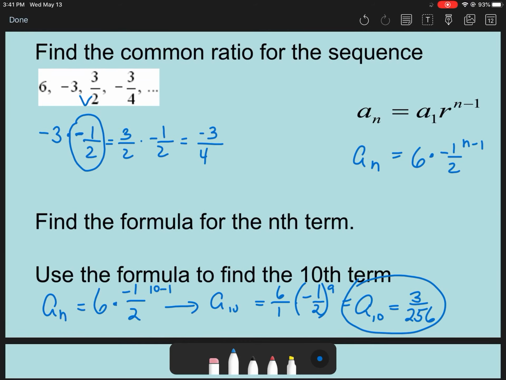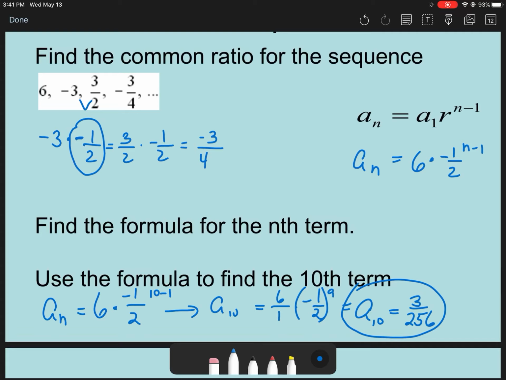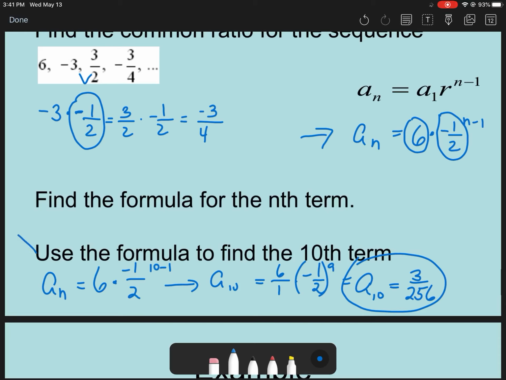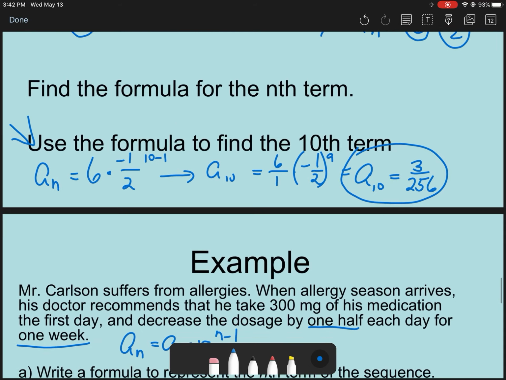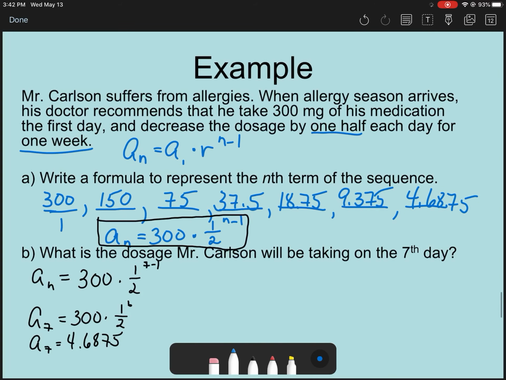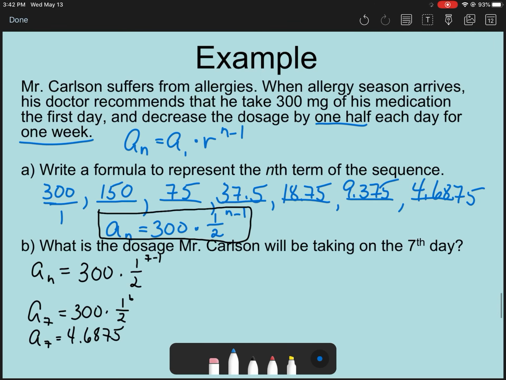Okay. Find the formula for the nth term. So we have the formula set up over here, and we're just plugging in what we need. We're plugging in the ratio. We're plugging in the first term. Okay, so that's all we need for the equation. And then down here, we're working the equation out and using that to find the 10th term. And the 10th term is 3/256.